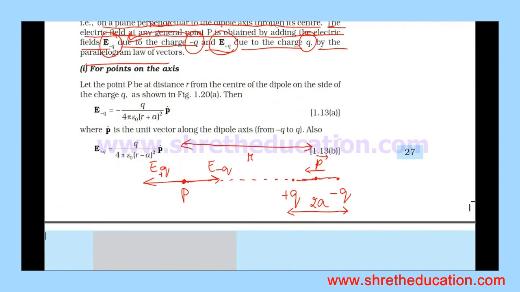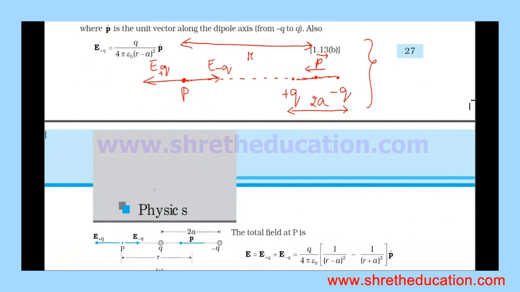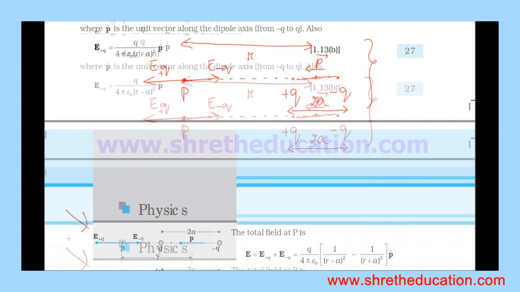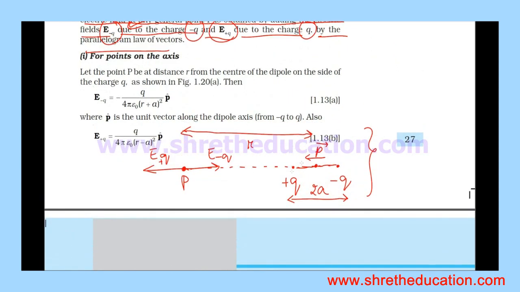Let the point P be at a distance r from the center of the dipole on the side of charge q.